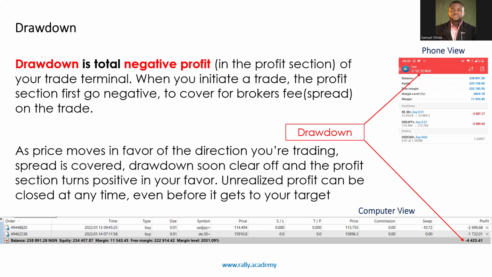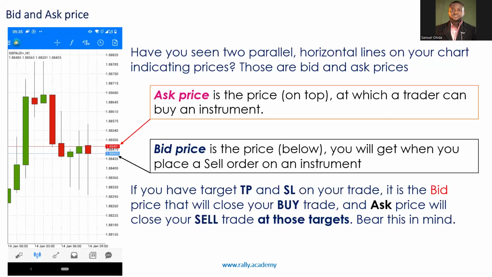Unrealized profits can be closed at any time, even before it gets to your target, right? Now, let's quickly talk about bid and ask price. The ask price is the price on top. When you open your chart, you have two prices.